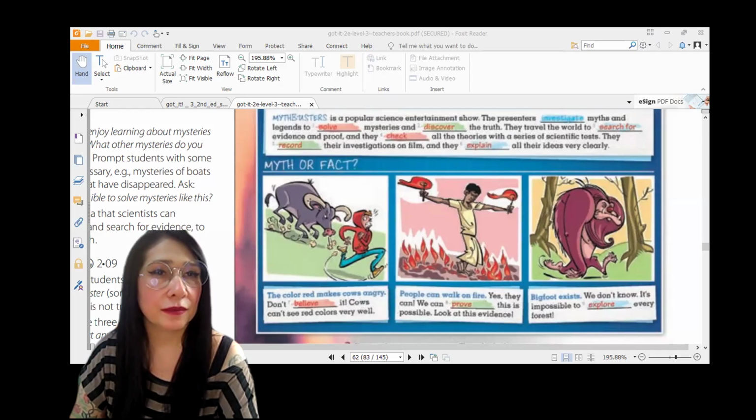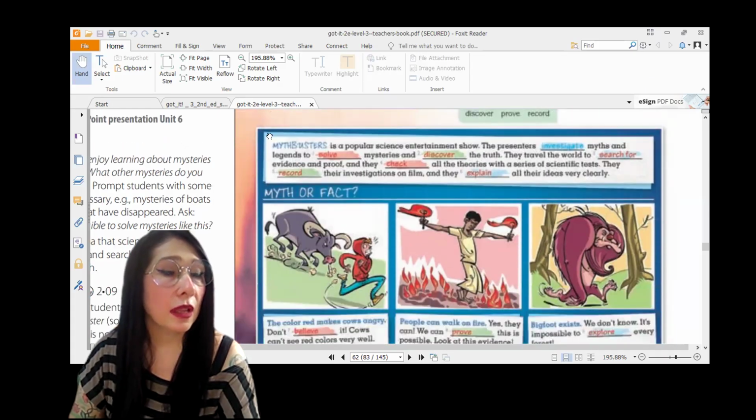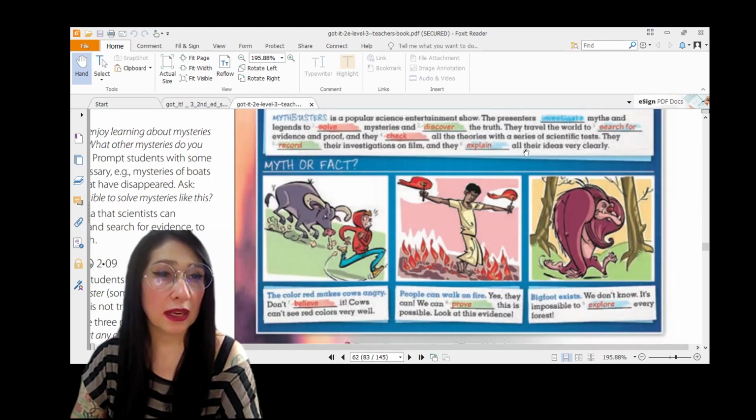Vocabulary. Investigation. Page 62. Exercise 1. Mythbusters is a popular science entertainment show. The presenters investigate myths and legends to solve mysteries and discover the truth. They travel the world to search for evidence and proof, and they check all the theories with a series of scientific tests. They record their investigations on film, and they explain all their ideas very clearly.